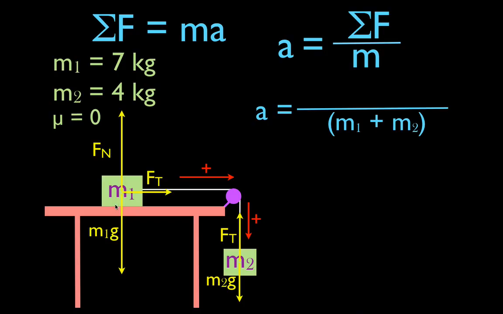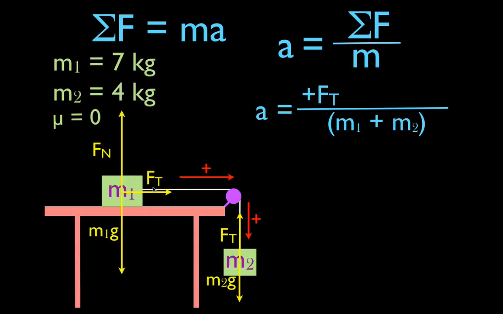For m1, it's moving to the right along the x-axis. There's only one force, the force of tension, that's acting in the x-axis, so we're going to put in plus Ft because that's acting in the positive direction. The normal force and the weight, m1g, do not affect the acceleration of the object. They're acting in the y direction. There is no friction. There's only the tension force on m1.